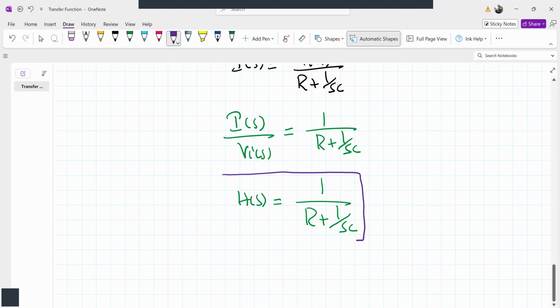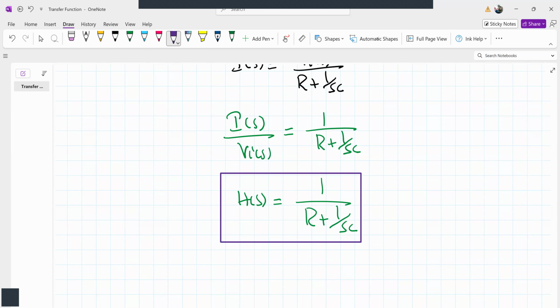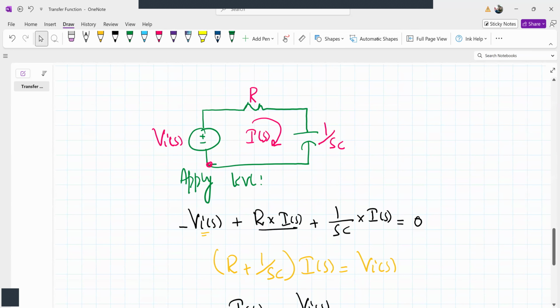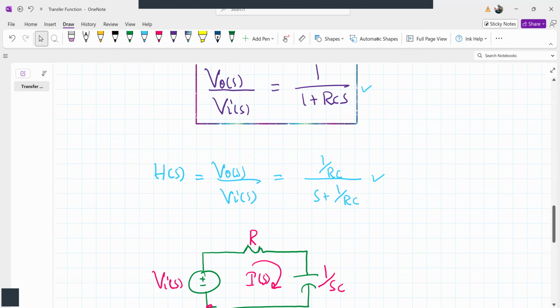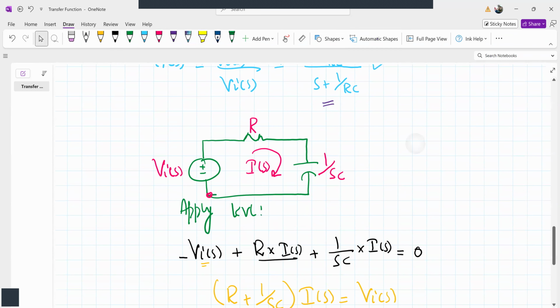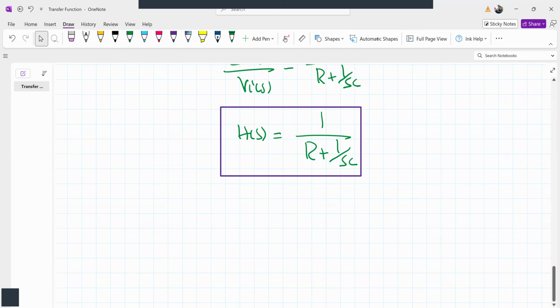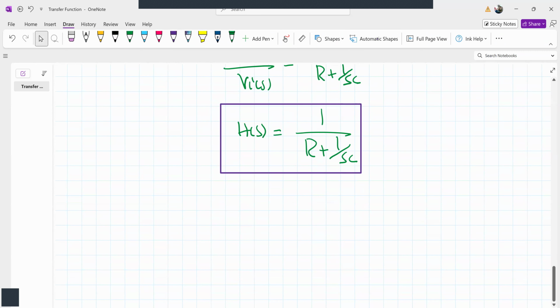We can also simplify this. This is the transfer function if the output is current. If the output is voltage, then this is the transfer function. Depending upon the output or the input, the transfer function will change accordingly.